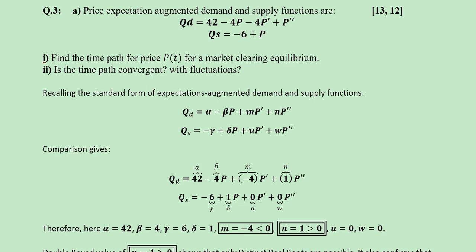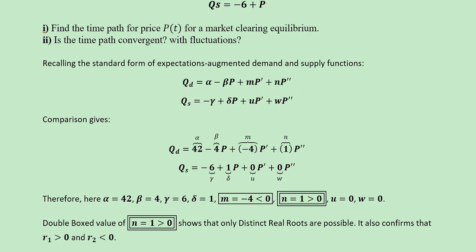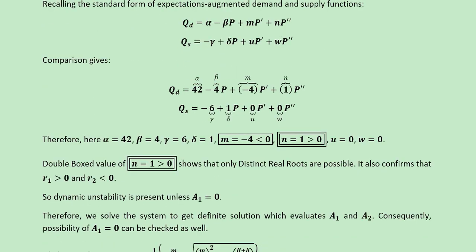Now we can come to question number 3. Price expectation, augmented demand, and supply functions are given. There are no price expectations on the supply side assumed in this couple of equations. So we are to find the time path of price, and we are also required to interpret the nature of the time path. So this is the given set of general forms of the demand, supply, price, augmented variants.